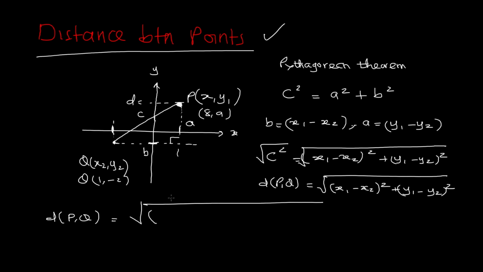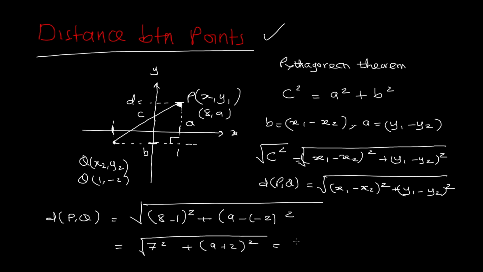So we start with the x's. So the x is 8 here. We can say 8 minus 1, and then the x2 is 1. So we do it like that, okay, plus we get another one here, that's 9 minus 2, the square of that, so we get 7 plus, this is 9 plus 2, like that. So this will give us 49 plus 11 square.